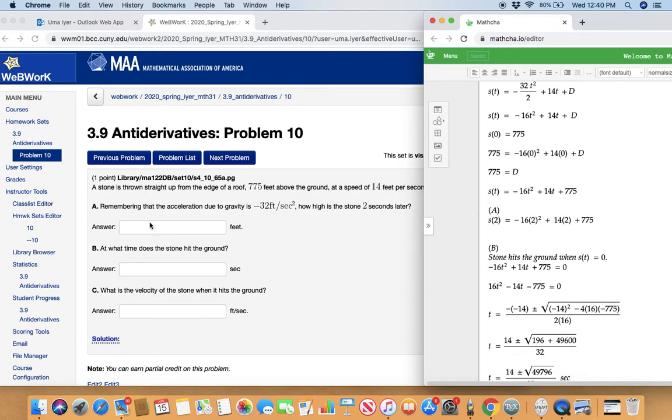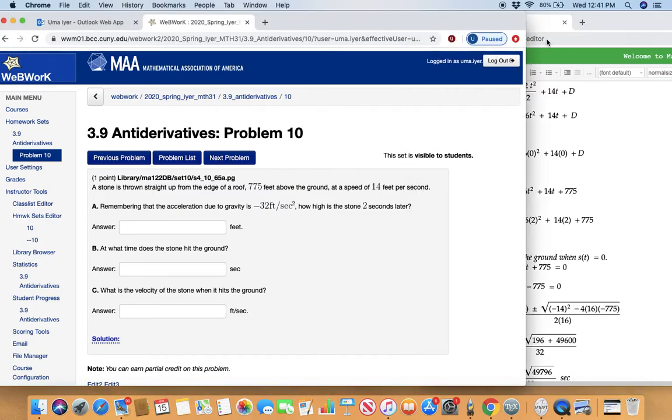So for part A, now we have the position function. How high is the stone 2 seconds later? When time is 2 seconds, plug in t equals 2. So negative 16 times 2 squared plus 14 times 2 plus 775. I could calculate it or simply use WeBWorK to type it in.